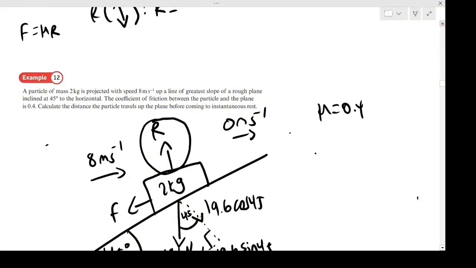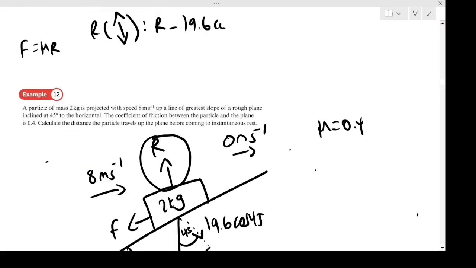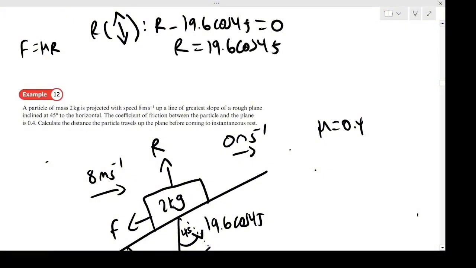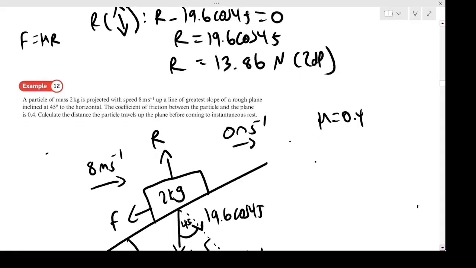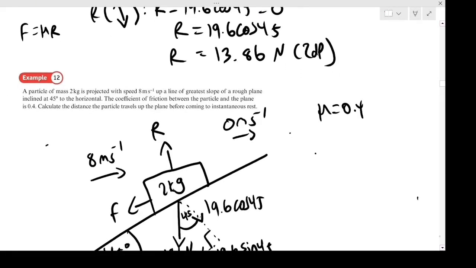And there's no acceleration in this direction, so it just equals 0. That means R is equal to 19.6 cos 45, my reaction, which simplifies to, if I times by cos 45, I get R to be 13.86 newtons there. Okay, so now I can look to use F equals mu R.